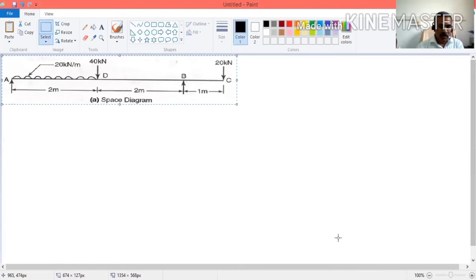So in this overhanging beam, the previous problem had only a uniformly distributed load, but here we have a uniformly distributed load and two point loads. Now the same procedure: you first find RA and RB. To calculate RA and RB, you take moment about A.